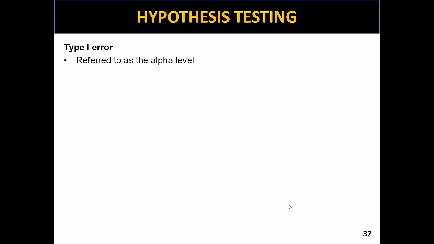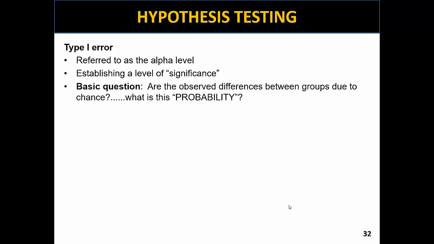So the type 1 error is also referred to as the alpha level that you will see very commonly in many research papers. And this establishes what's called a level of statistical significance. And it basically goes to a basic question: are the observed differences between groups due to random chance? So what is the probability that the differences that were observed in the study was no different than what would occur by chance?